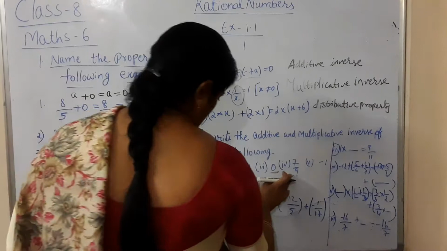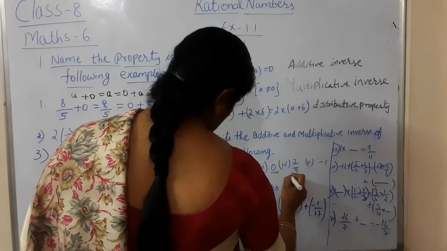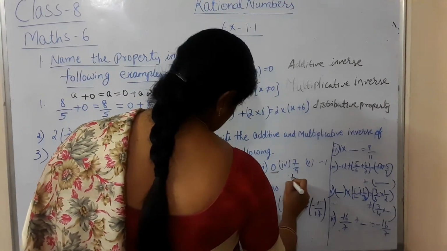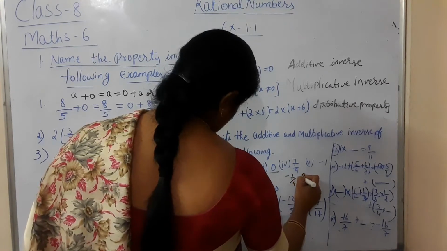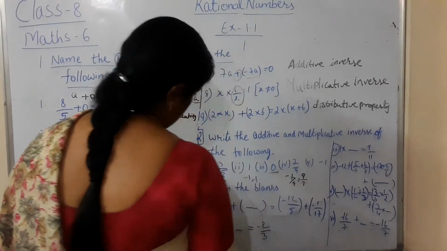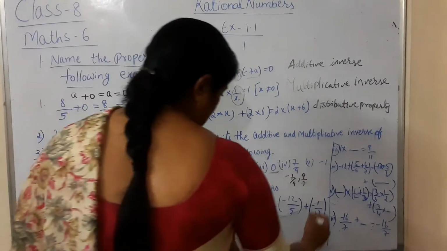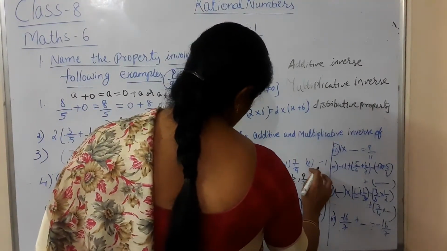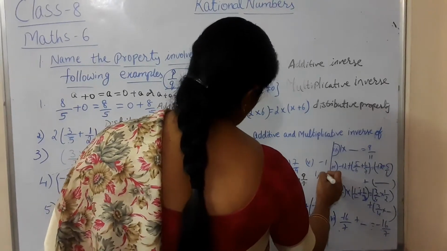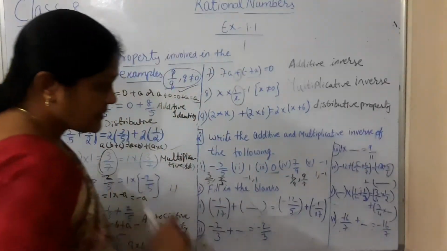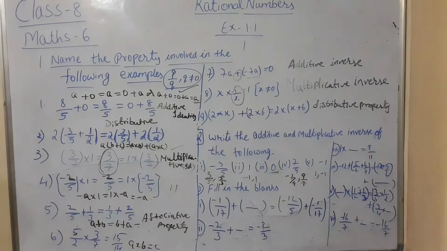Now for 7 by 9. What is the additive inverse of 7 by 9? Minus 7 by 9. And the multiplicative inverse is 9 by 7. Now here for minus 1, what is the additive inverse? 1. And what is the multiplicative inverse? Minus 1. Right? Is this clear? Now just take down. We'll continue with the remaining ones.